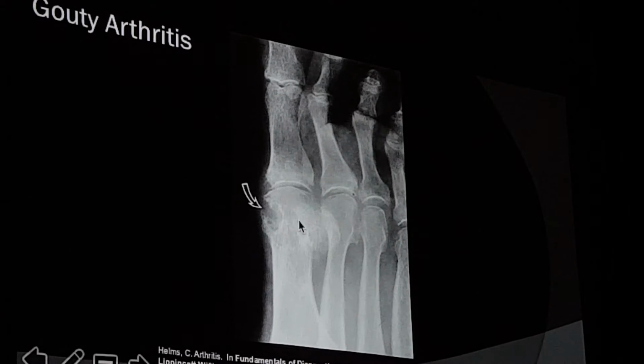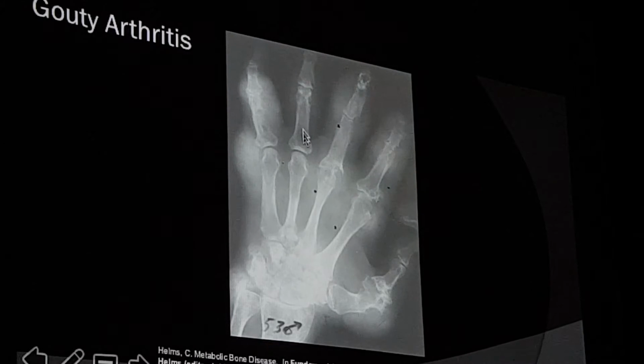This is known as podagra. So podagra. Tophaceous gout is something like this. You will see soft tissue masses, which are actually tophi, in both hands. And you will see that the underlying osseous abnormalities are more typical for erosive changes.